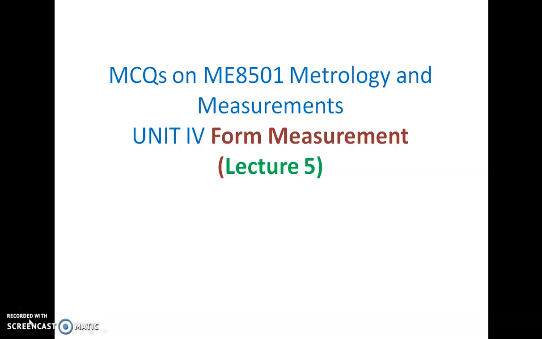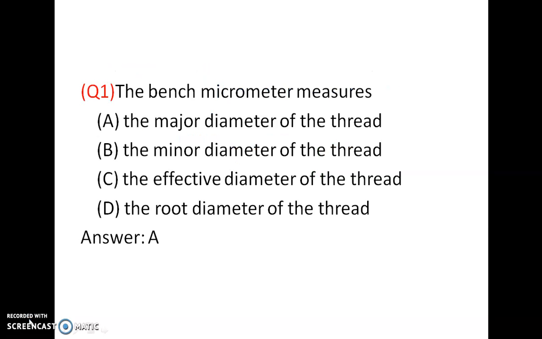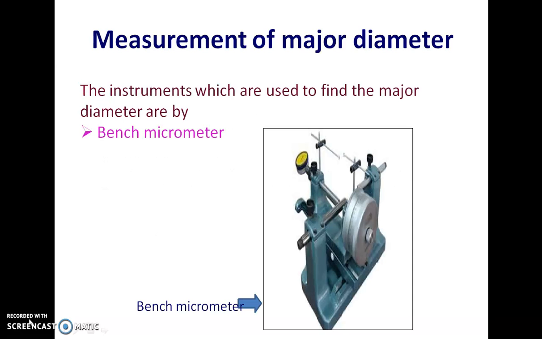For the metrology and measurement subject, the multiple choice questions on Unit IV, form measurement, are presented in this video. First question: the bench micrometer measures, option A, the major diameter of the thread; B, the minor diameter of the thread; C, the effective diameter of the thread; D, the root diameter of the thread. Answer is A. Bench micrometer measures the major diameter of the external thread.